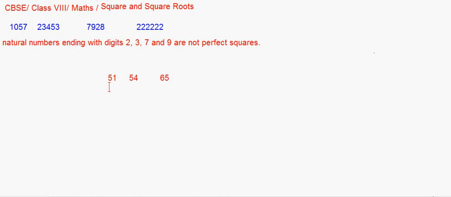For 54, similarly, it will be 4 into 4, so the unit place will have 6, from 16. And 65 into 65, that is 5 in the unit place gives you 25. Again, the unit place will have a 5, right?